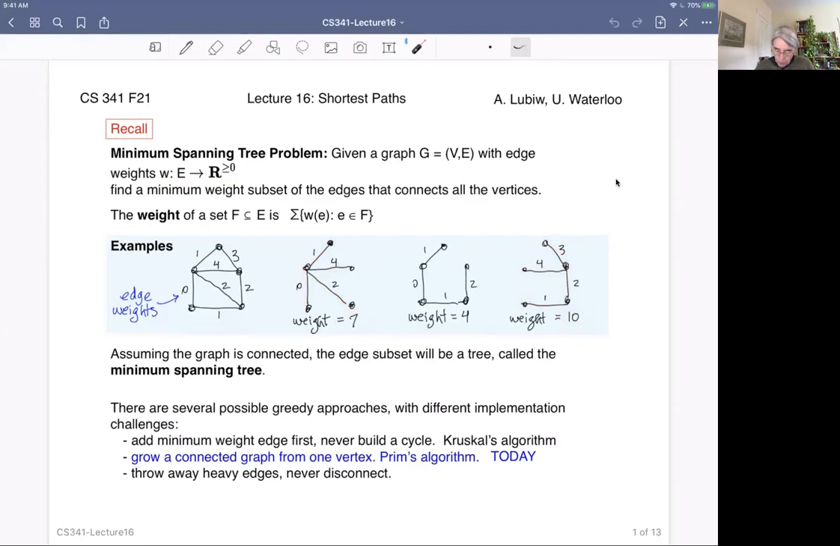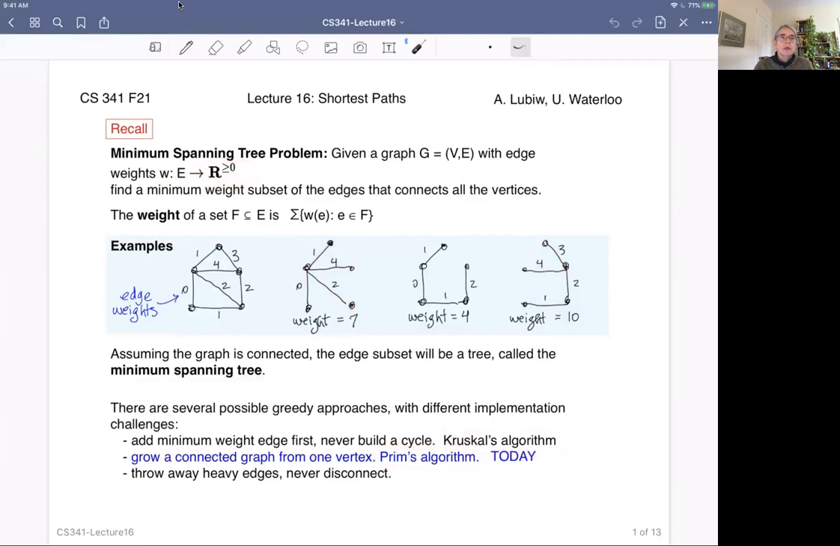So one of the things we discussed last day is that the set of edges will always be a tree. There's never any reason to include a cycle in such a minimum weight set of edges, so long as the weights are non-negative. Okay? And the other thing we looked at last day was Kruskal's algorithm to find a minimum weight spanning tree. What I'd like to start with today then is to look at an alternative algorithm called Prim's algorithm.